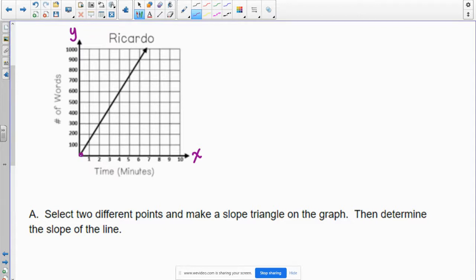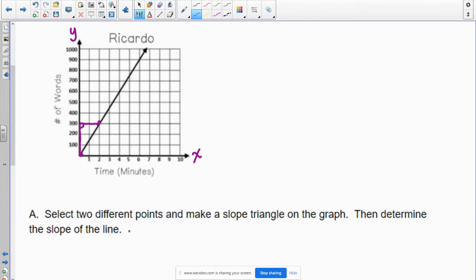So I'm going to pick 0, 0, which means it's a proportional graph. I'm going to go up the graph, which is an increasing graph. I'm going to notice it crosses again at 2 minutes and 300 words. So I'll make my slope triangle from there. So you're going to go vertically to make the rise and horizontally to make the run. And then I'm going to go look for what those values are.